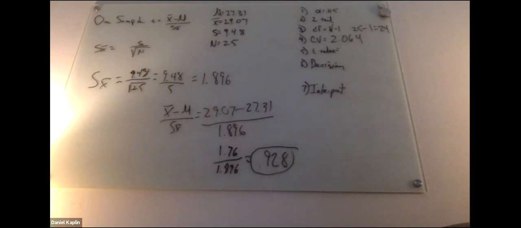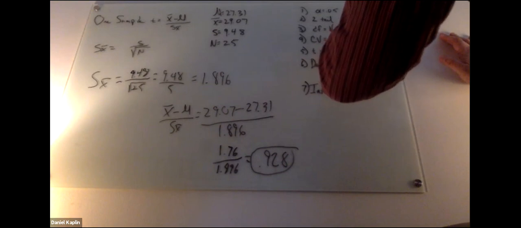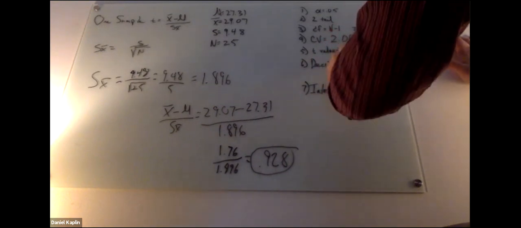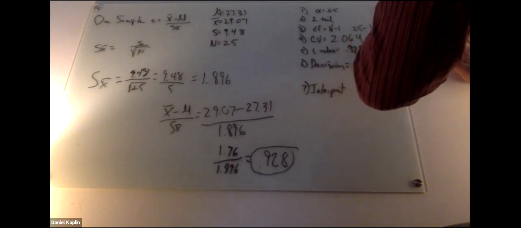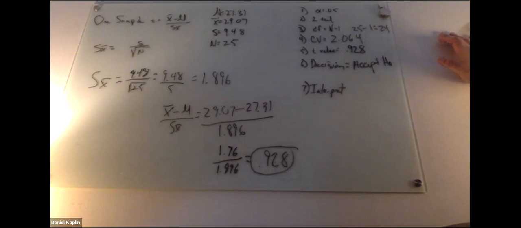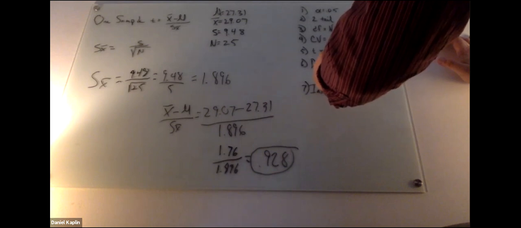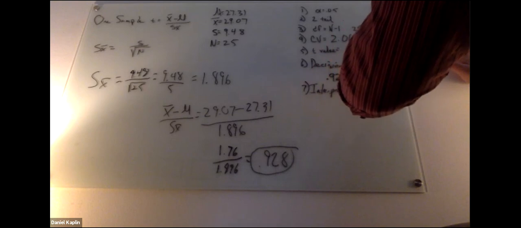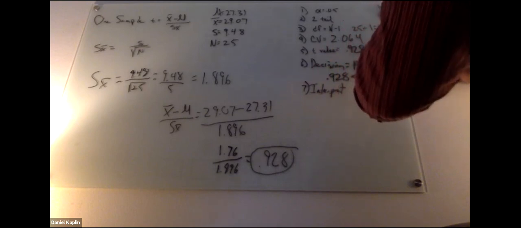So we're going to then take that 0.928 and we're going to decide to accept the null. H0 is the null. Now, why do we accept the null? Because 0.928 is less than 2.064.